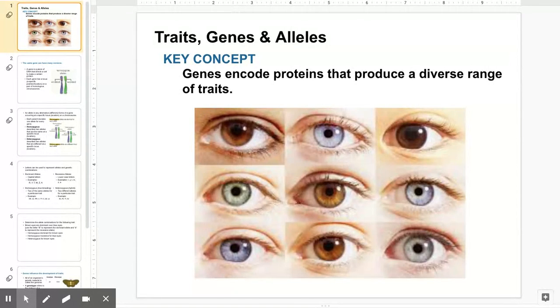that traits are inherited. And this is obvious in this picture here of so many different eye colors. So it's not like you either have brown eyes or blue eyes. There are many shades of brown. There's hazel, there's green, there's many shades of blue. There's almost people that have gray eyes.